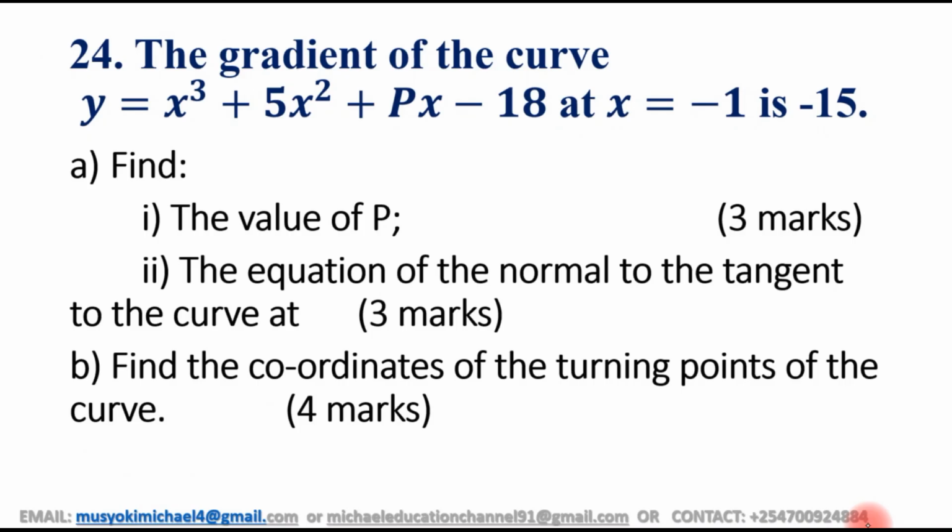Now we get to the last question. The gradient of a curve y is equal to x cubed plus 5x squared plus px minus 18 at x is equal to minus 1 is minus 15. So part A, we find the value of p and the equation of the normal to the curve at x is equal to minus 1, and also we find the coordinates of the turning point of the curve.